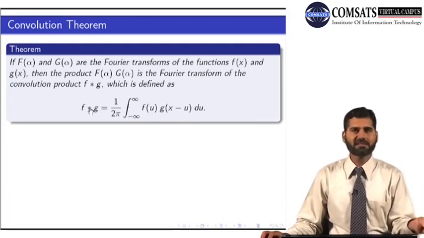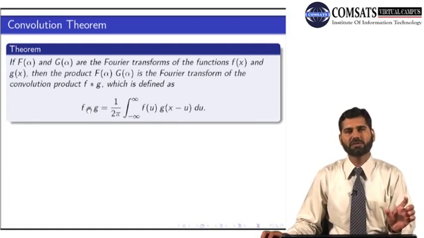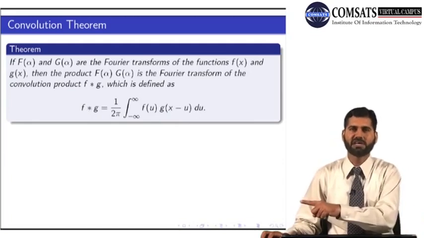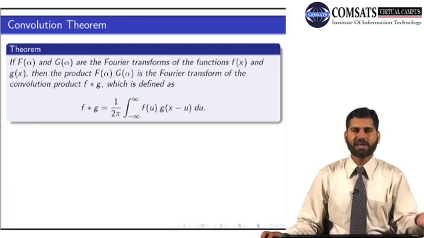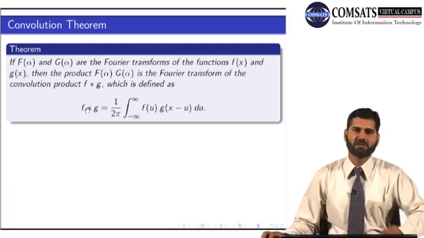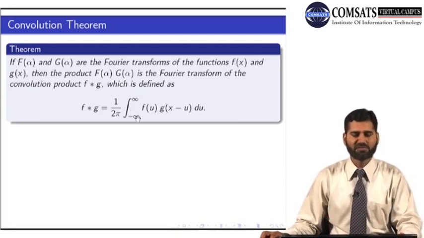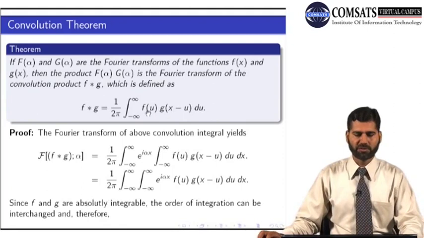The inverse Laplace transform of the product of two Laplace transforms was a convolution. Similarly, the Fourier inverse of the product is also the convolution. The convolution is the integral from minus infinity to infinity of f(u) g(x minus u) du. So let's see the proof of this theorem.